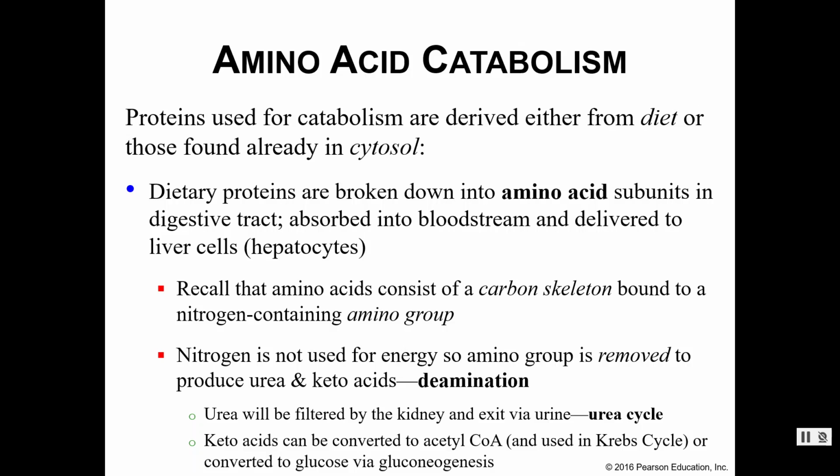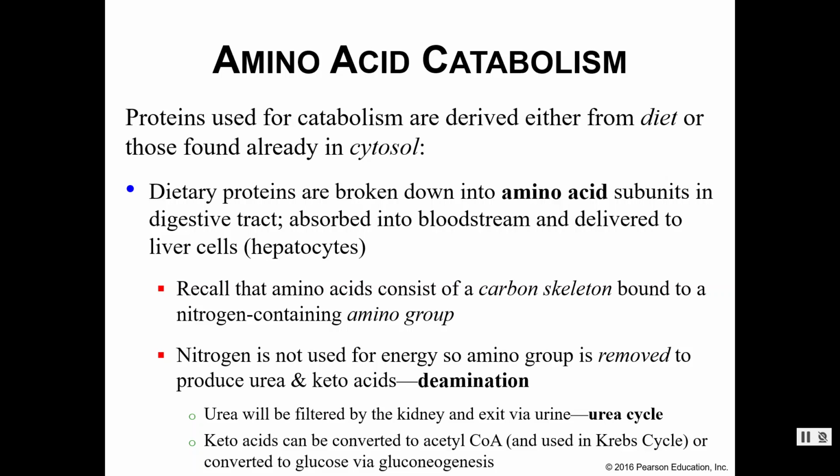So, proteins, we can catabolize them, we can break them down, and these can be proteins that are either coming from our diet or proteins that are already within our bodies, for example, proteins in the cytosol of our cells. Our dietary proteins, the ones that we consume in the foods that we eat, we can break down into the amino acid subunits, those monomers. We can do that in the digestive tract.